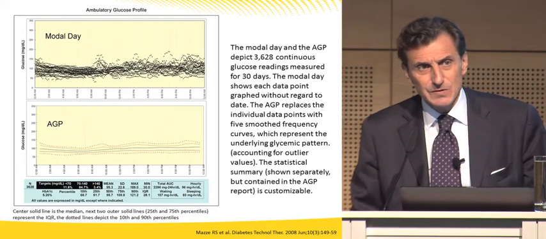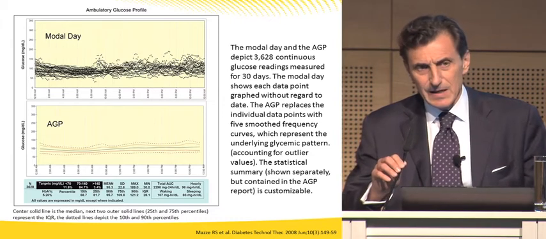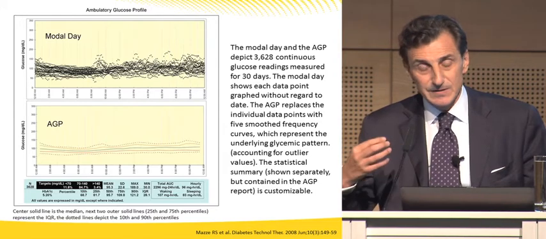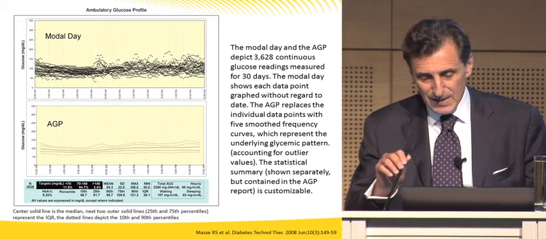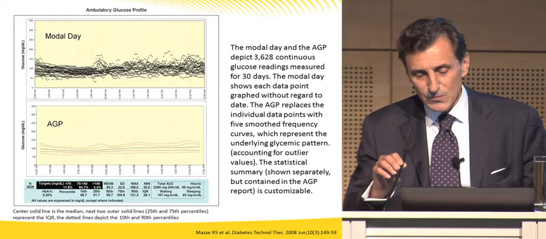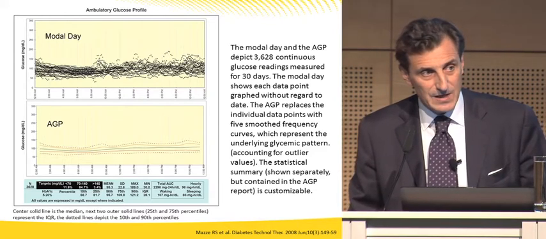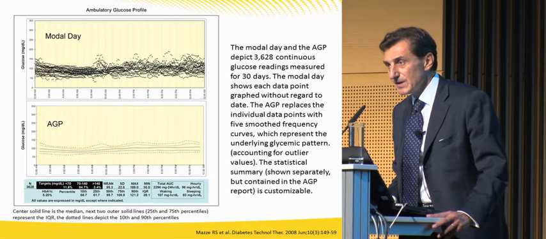This is a famous paper published in 2008 by Roger Mazze, which explains how AGP is built. And Ramsey has already shown us how we can build an AGP, an ambulatory glucose profile. But what I would like to underline with this slide is the fact that in normal subjects, glucose is very stable, and it remains between 70 to 140 milligrams per deciliter.